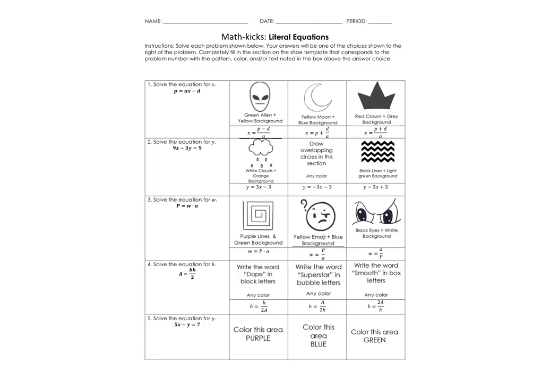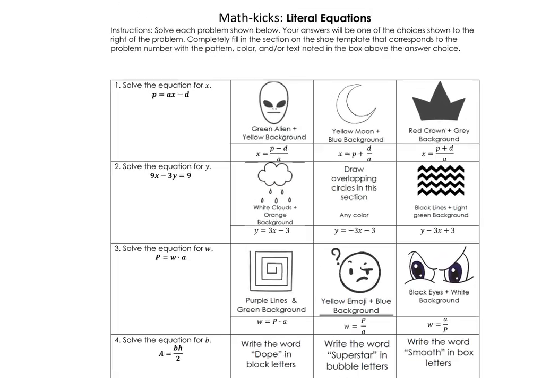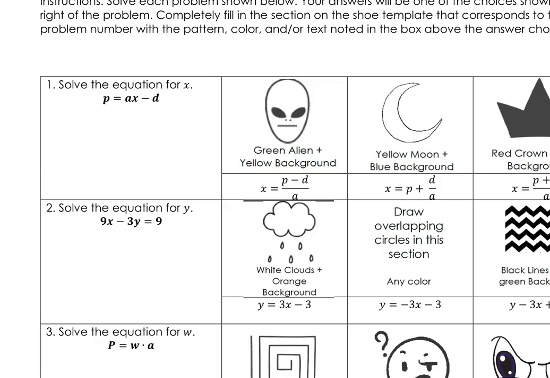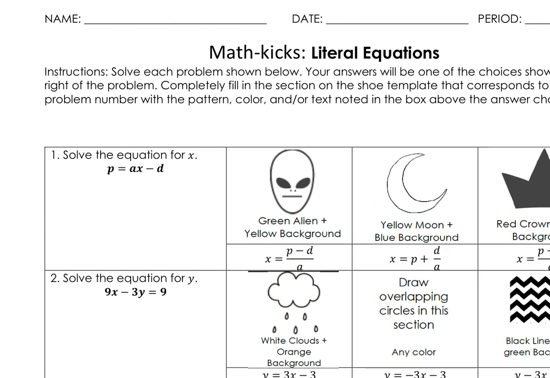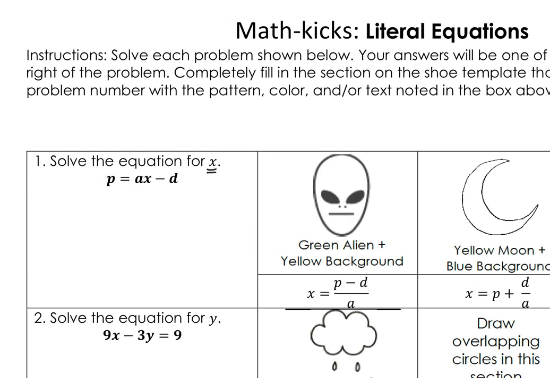All right, so we'll start with number 1 all together. We have P is equal to A times X minus D, and we are solving this for X. So that means the X over here on the right is the letter that I want to get by itself. X has a coefficient of A, right? Those are being multiplied, and we always do the coefficient last.